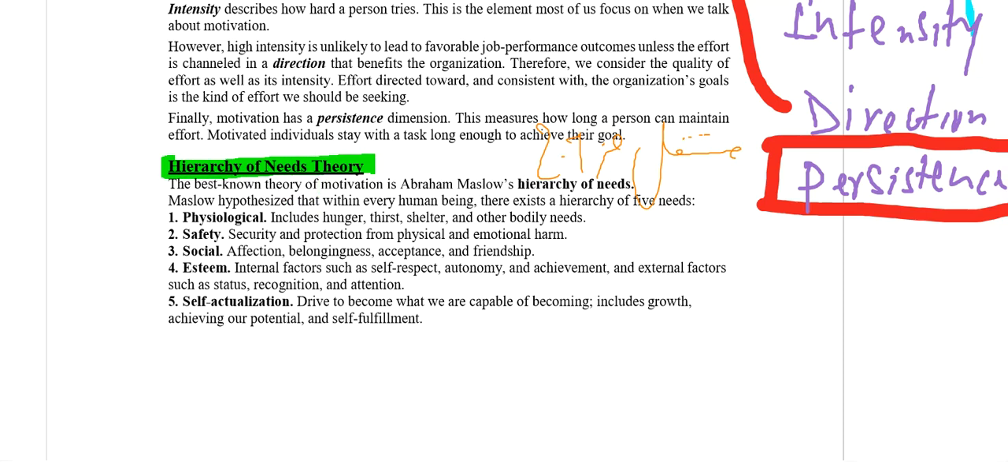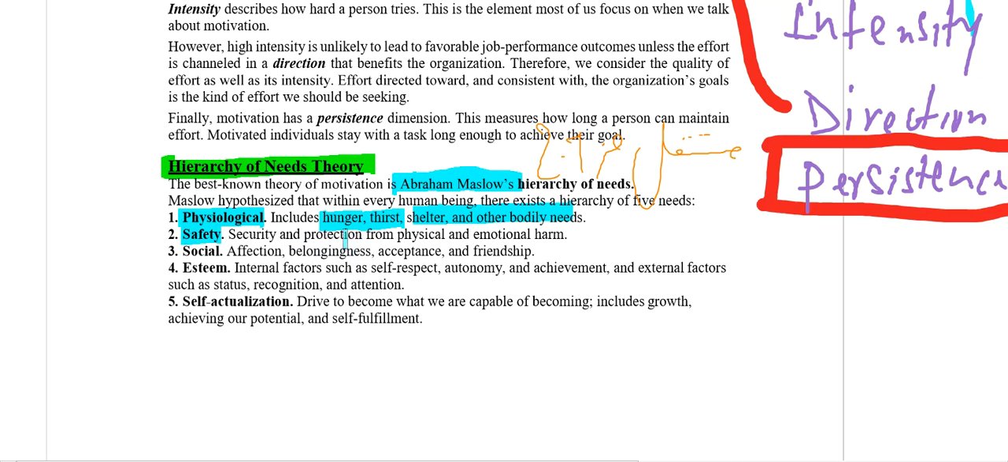This is the hierarchy of need. This is the theory given by Abraham Maslow, and he said that there are 5 categories of need. The first category is physiological need. First of all, human beings want to fulfill their bodily or physiological needs, like hunger, thirst, shelter, and other bodily needs. After we have fulfilled our physiological needs, then we will go to safety needs.